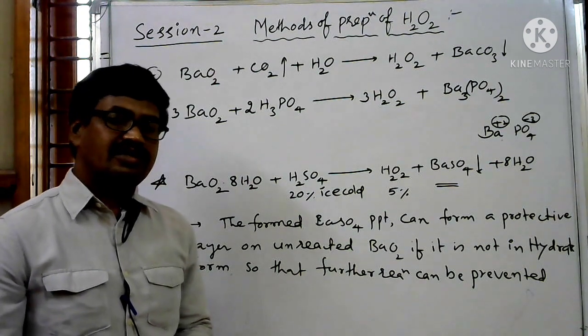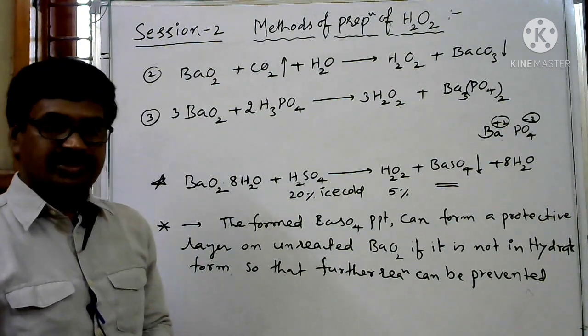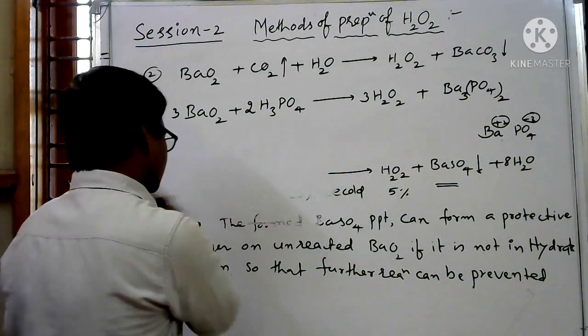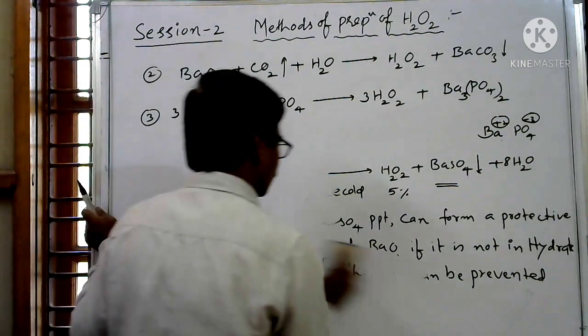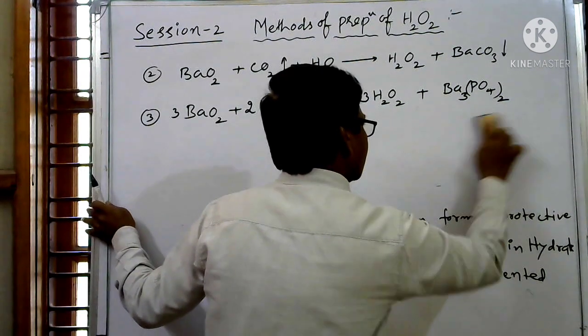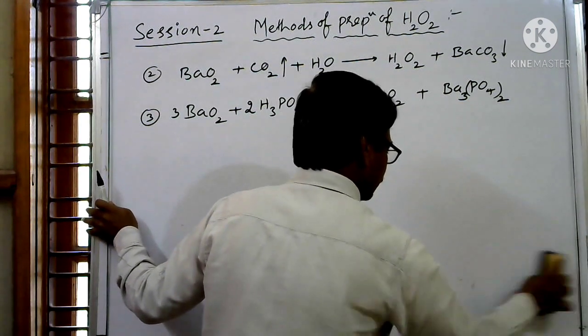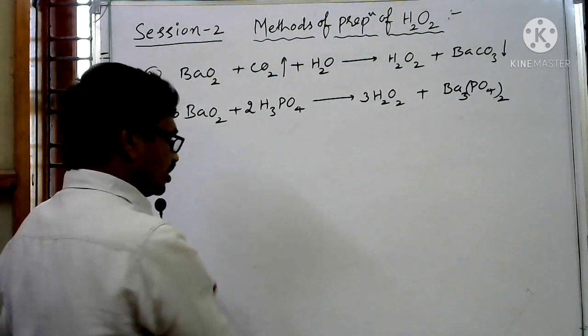One is electrolytic method of preparation of hydrogen peroxide. Electrolysis. Here, electrolysis means we should take a container. In that container, in that vessel, we should add some electrolyte. We should keep 2 electrodes, anode and cathode.